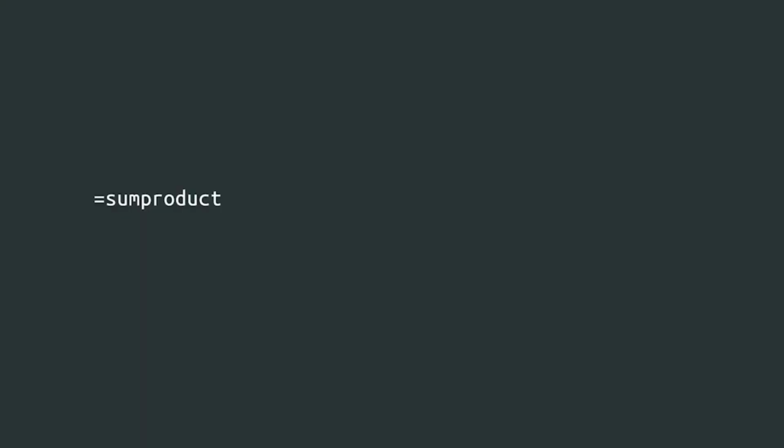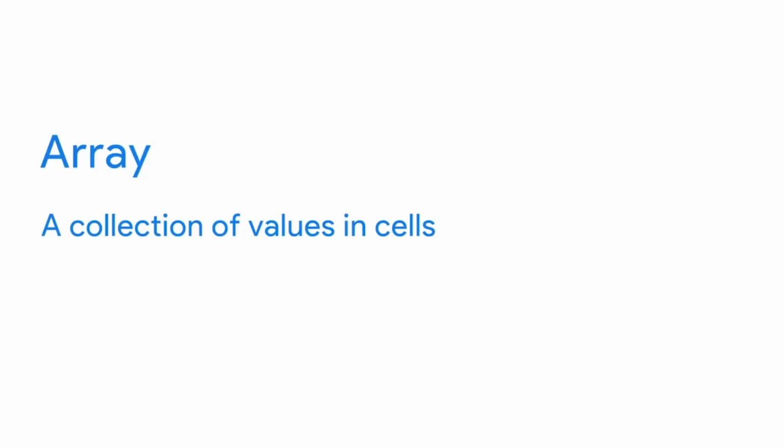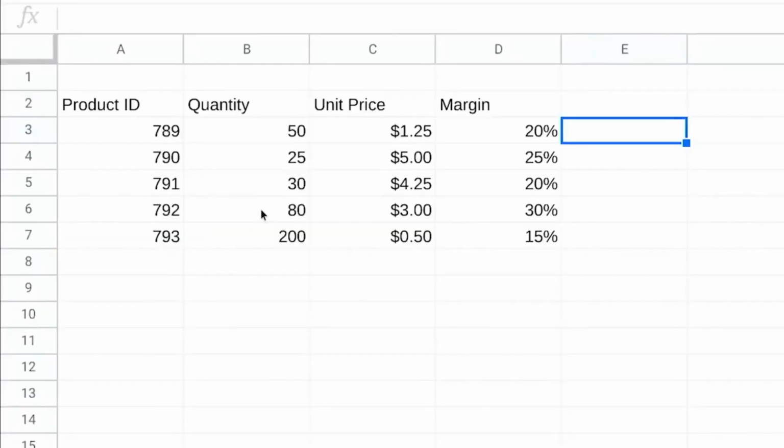Equal sign, the SumProduct, followed by an open parentheses and arrays being multiplied and then added together. Each array is separated by a comma. An array is kind of like a range in a spreadsheet, but keep in mind, an array is a collection of values in cells, not the cells themselves. So when added to a formula, the SumProduct function multiplies each of the values in two or more arrays together.